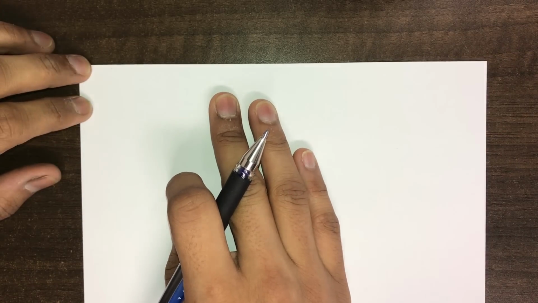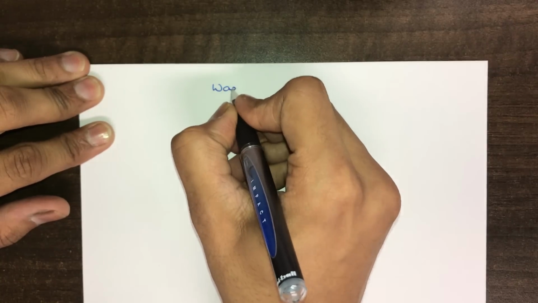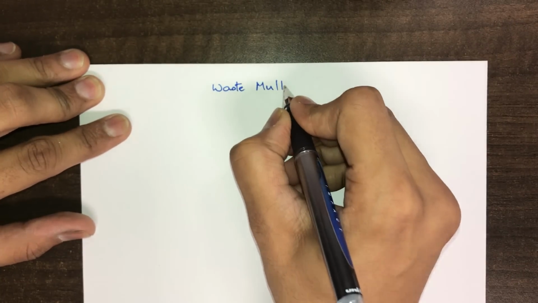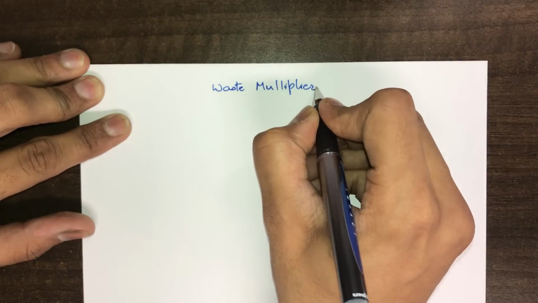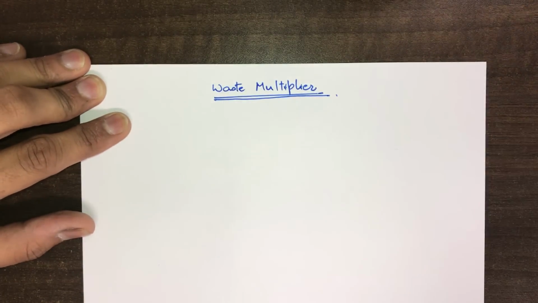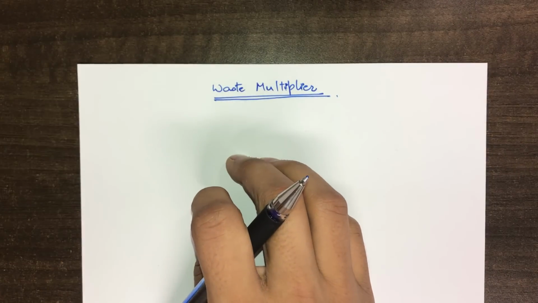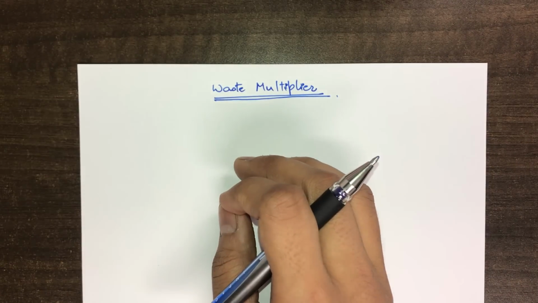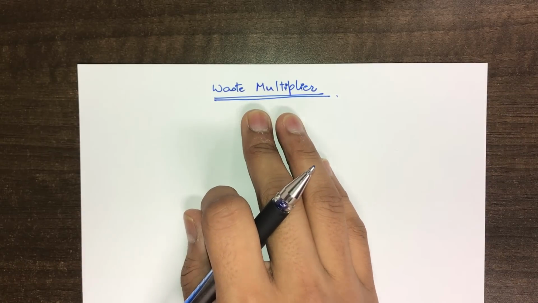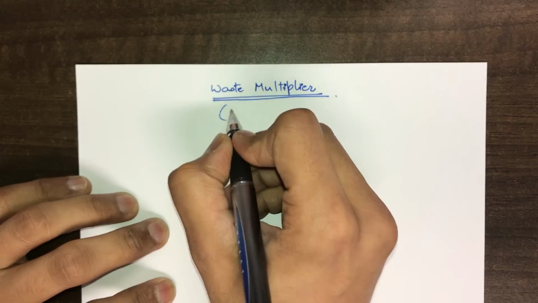And in this video, I'm going to cover a very important topic of your subject cost audit. The name of the topic is waste multiplier. Now this topic actually holds a good 6 marks in your examination, and every alternate examination a question from waste multiplier is recurring in the examination. So let's see what is waste multiplier.